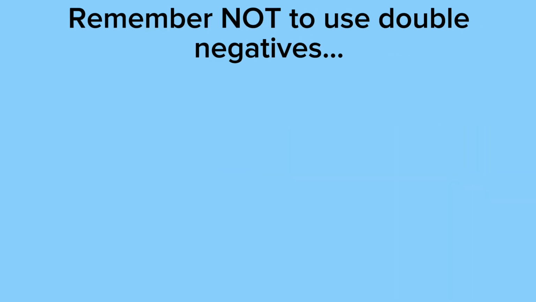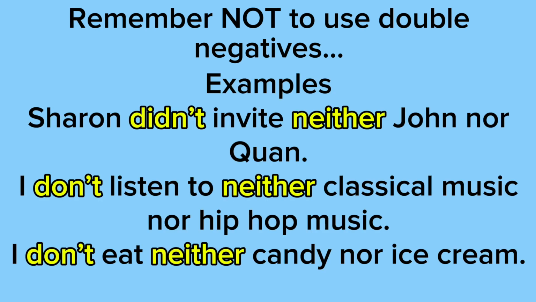Remember not to use double negatives. So what is a double negative? So let's look at our first example. It says, Sharon didn't invite neither John nor Quan. So we already use neither and nor, so we don't need to use didn't. So the correct way of writing this sentence will be, Sharon invited neither John nor Quan.